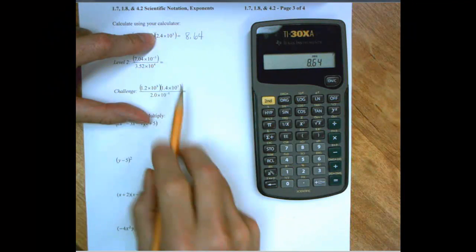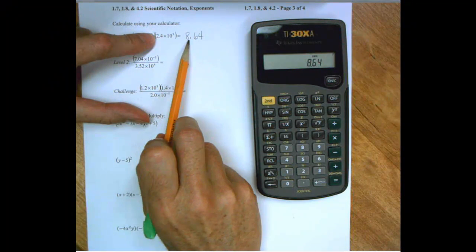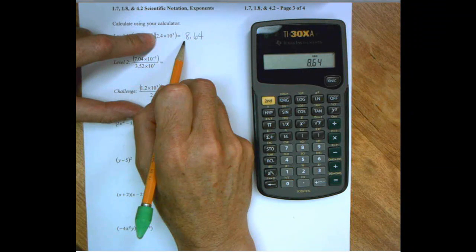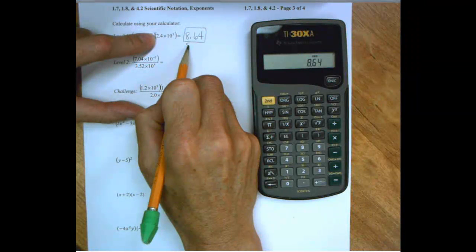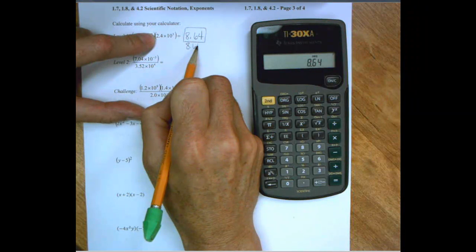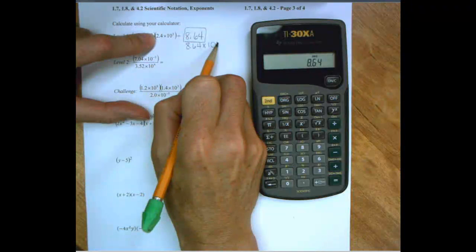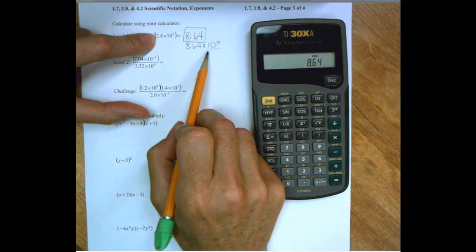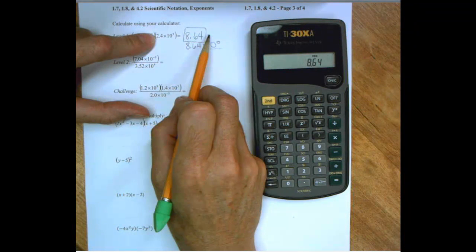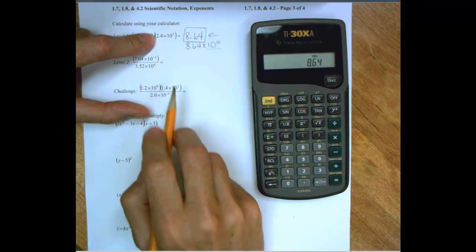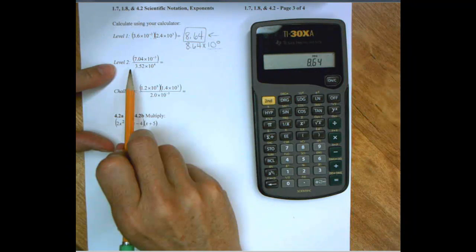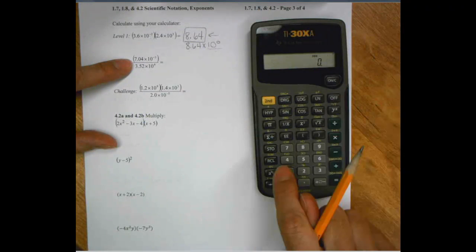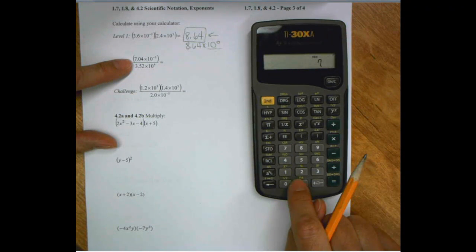I get 8.64. Now that, because it's between 1 and 10, is automatically in scientific notation, and I can leave it as 8.64, or I could, if I wanted, write it as 8.64 times 10 to the 0, because remember anything to the 0 power is just a 1, and that would make it official scientific notation, but this is really the correct answer also.